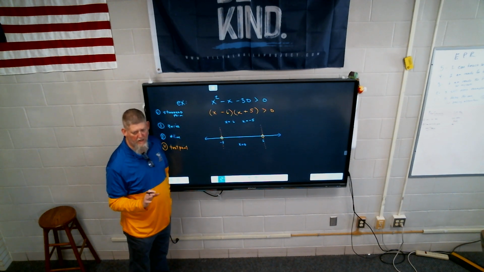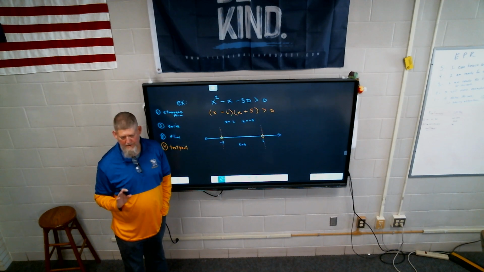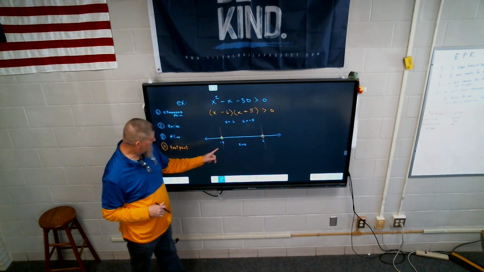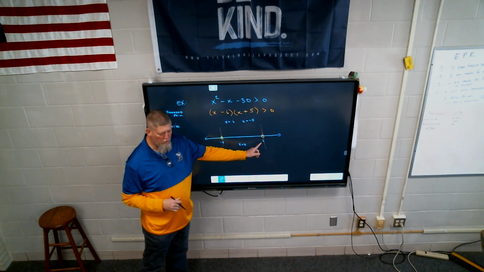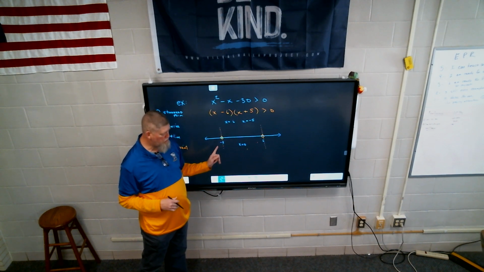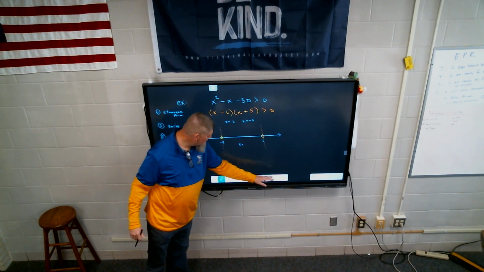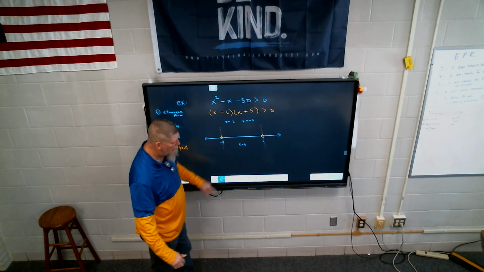Okay. But you can legitimately pick any number because they will all give you the exact same sign. I could pick negative 4.9 or I could pick negative 5.99, doesn't matter. Okay, any number between.